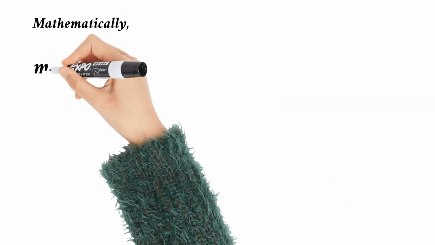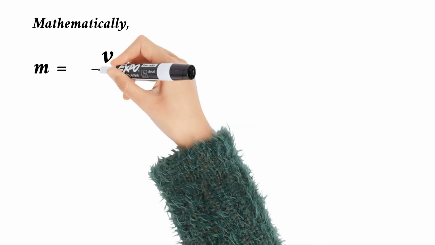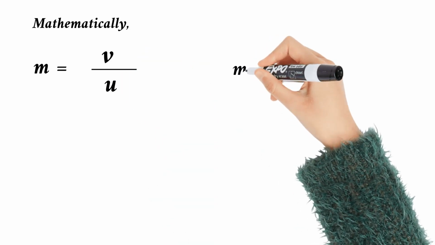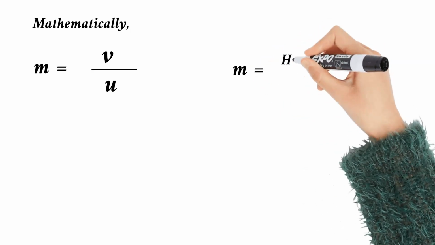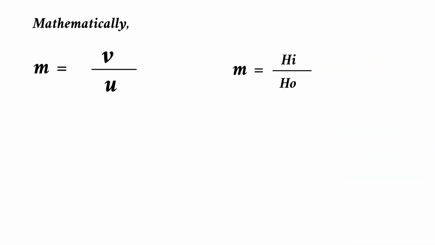Mathematically, M equals V over U, where V is the image distance and U is the object distance, or M equals HI, height of the image, over HO, height of the object. Any of the formulas you can use.